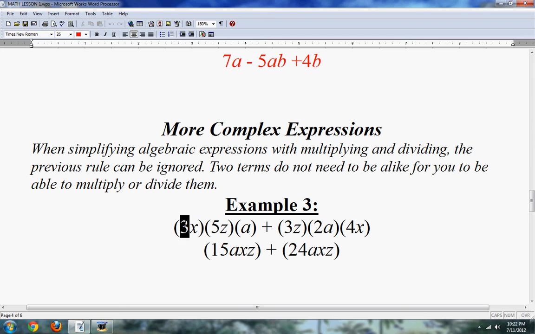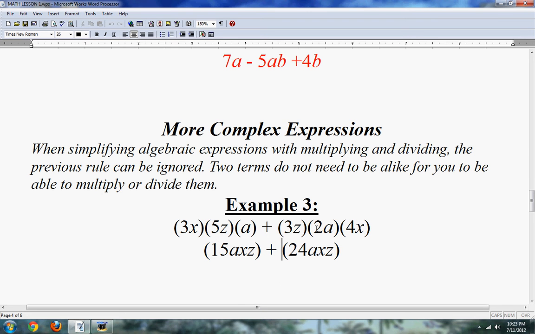So what you do when multiplying is that you take the coefficients like you do on adding and subtracting: 3, 5, and 1, and then you multiply them since we're multiplying here. So 3 times 5 is 15, times 1 is still 15, and then carry over the variables. So we have 15axz for 3x times 5z times a. Simplifies down to 15axz.